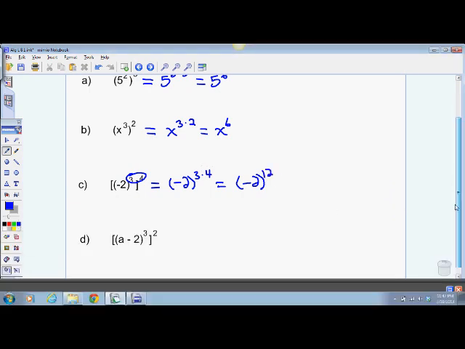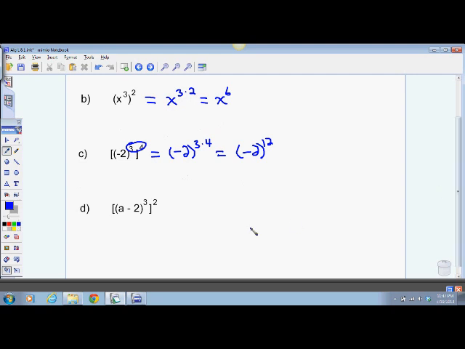Now the last one deals with that last property. No, I'm sorry, it doesn't deal with that last property yet. It makes me want to think of dealing with the last property. But since this is subtraction, not multiplication, be careful. We can't just say a to the 3rd and 2 to the 3rd. That's not what this means.